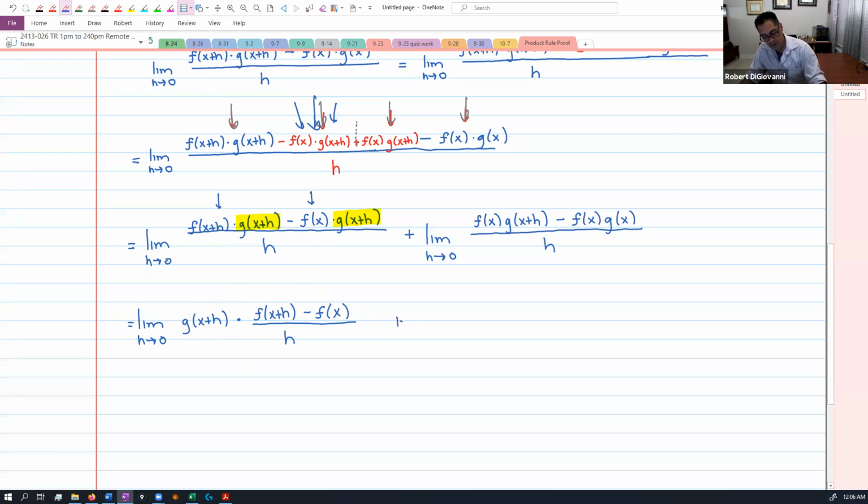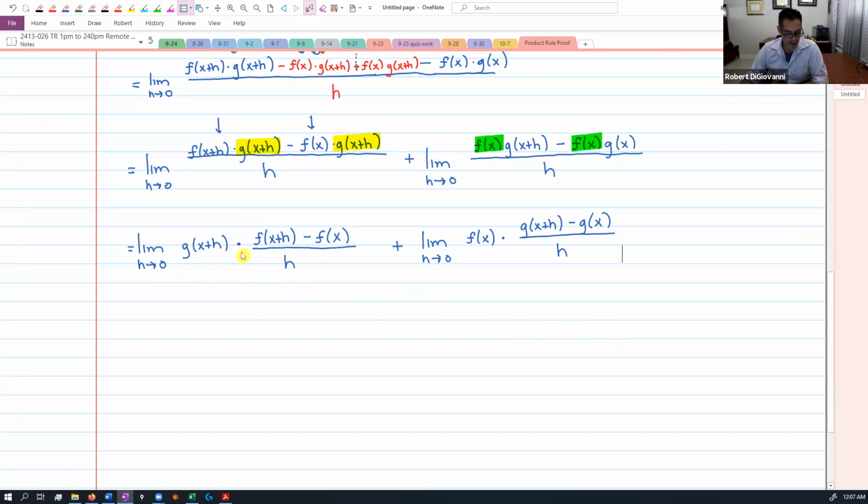And then on the other one, notice that I have in common an f of x, okay? So that means this turns into the limit as h goes to 0. Let me pull that f of x out. And then I have g of x plus h is still there, minus g of x, and then all over the h. Okay, same story. If I multiply this back through, I get back this.